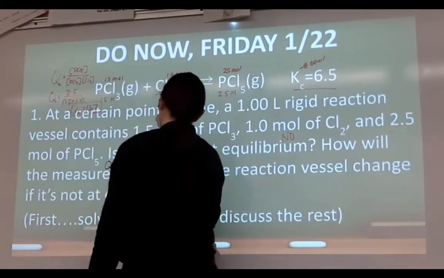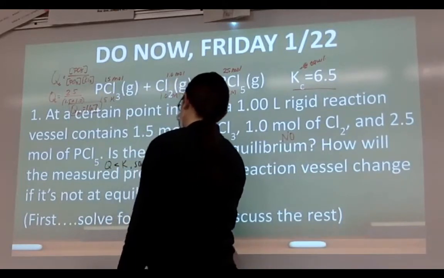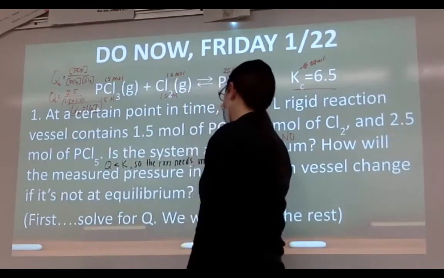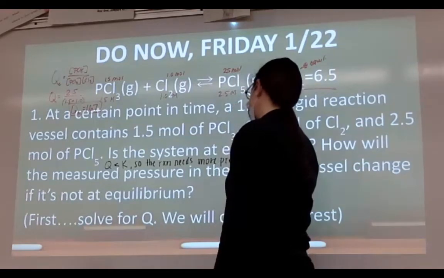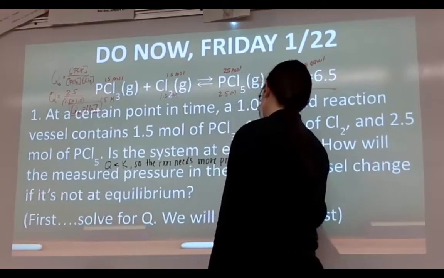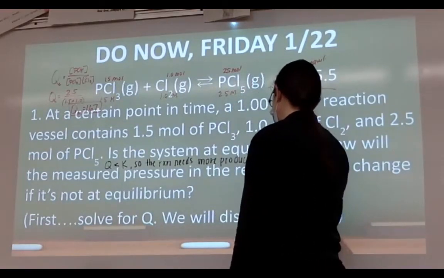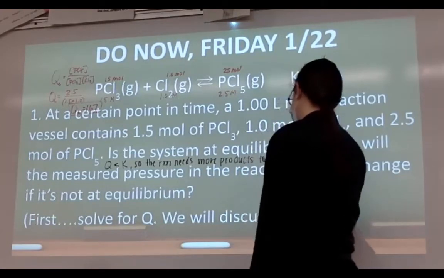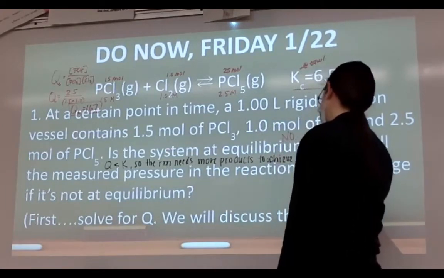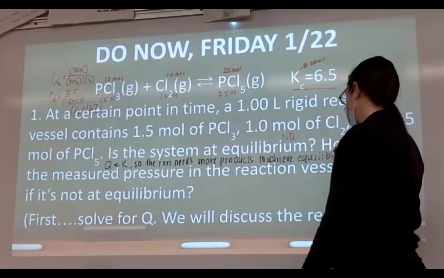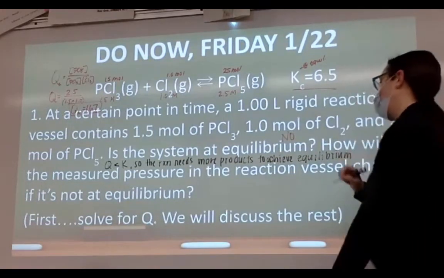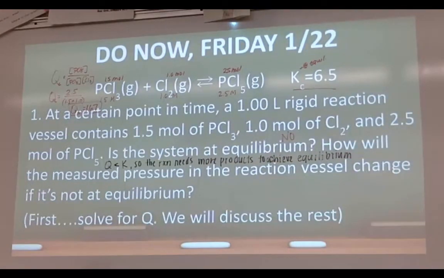So the reaction needs more products to achieve equilibrium. I can't ever spell achieve. Right, Q is less than K, so the reaction needs more products to achieve equilibrium.